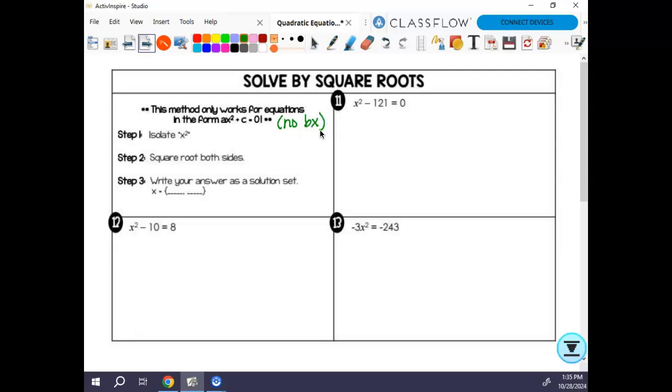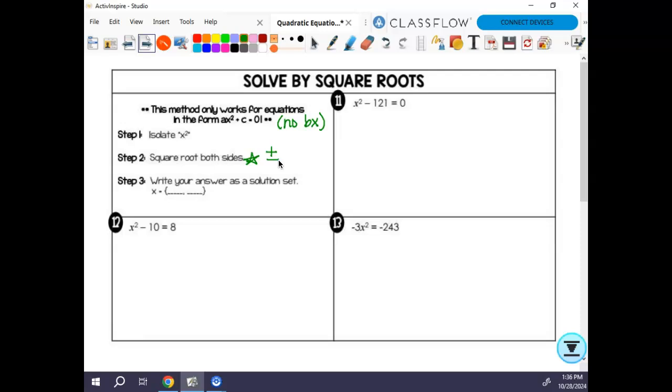So you isolate the x squared, which means if it's set equal to 0, you move the other thing over there. Take the square root of both sides. But here, when you do this, don't forget your plus or minus. That's where things go downhill every time. And then we write our answer as a solution set, just like we had before.